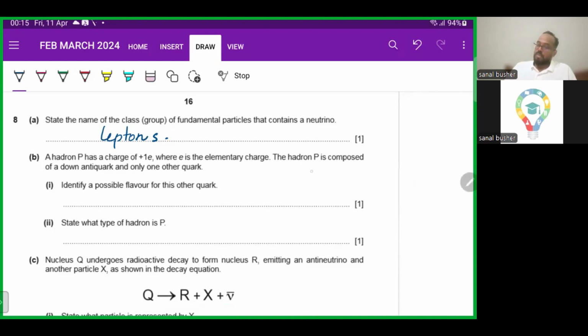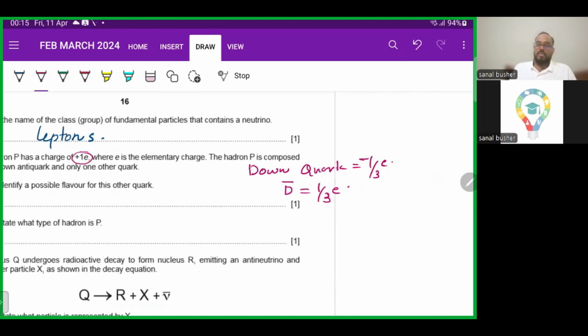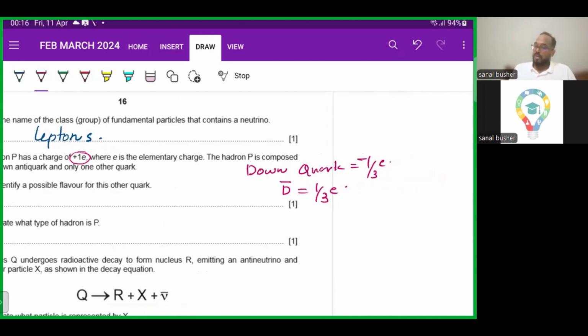So you need to memorize all these charges and values. You know the down quark charge, what is it? Minus 1 by 3e, right? So here it is anti-down. Anti-down means it will become plus 1 by 3e. The total charge is 1e. So you need 2 by 3 more, right? What are those quarks? Plus 2 by 3e will be up, charm, and top, right?